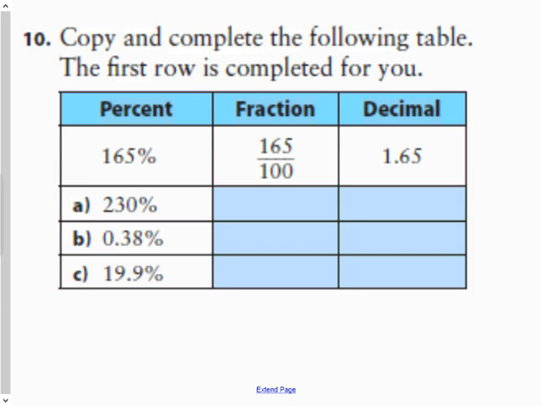Question 10. I'm a big fan of this table. I like to use them quite a bit in our testing. It says copy and complete the following table. So 230% as a fraction, because it's a percent, is 230 out of 100. Now, I don't like what the textbook did there. It left it as improper. I would much rather you put it as mixed. And in fact, I would much rather you express it as a mixed fraction in lowest terms. But for 230%, I would like all of those expressed.